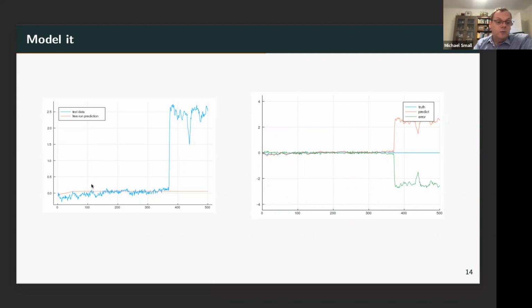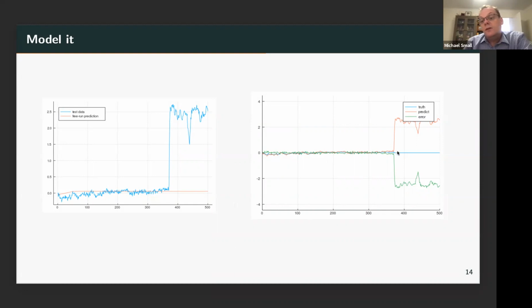So we build a model on the early part of the data, and we use that model to make predictions moving forward. We look at how well those predictions predict the future. If the underlying dynamics change, then one might suppose, not certain, but one might suppose, that the prediction error is going to increase.